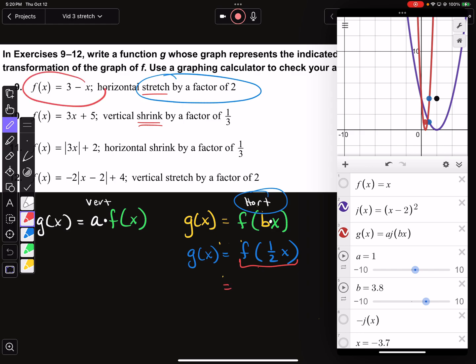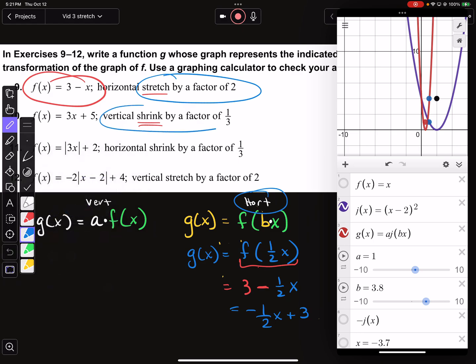It says go to function f. So now I look at my function. It says take 3 minus whatever you're plugging in. Well, I'm plugging in a half x, and there's my answer. 3 minus a half x. I can't really subtract them. They are not like terms. So I am just done right there. You might want to put it in standard slope-intercept form. I'm just rearranging there. But that's the answer for number 9.